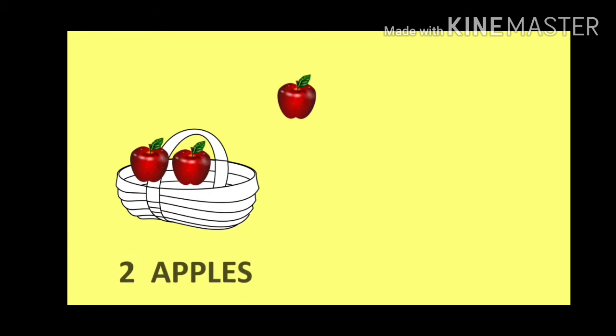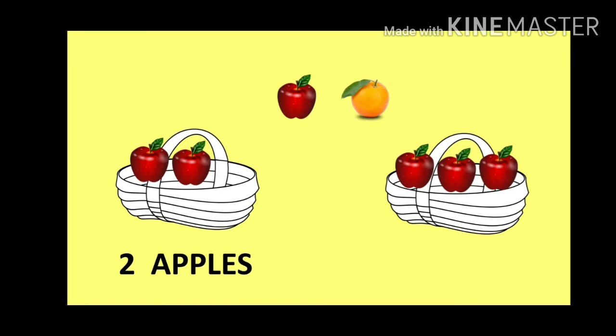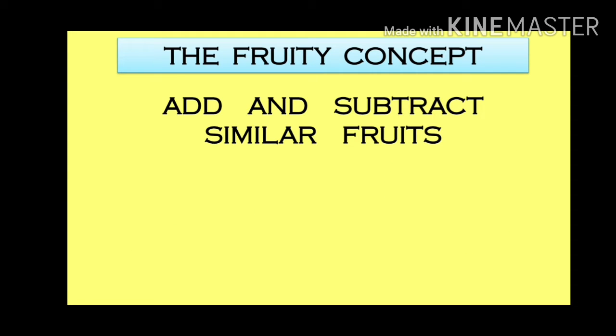In a similar situation, suppose we have three apples in a basket and we take out one apple. So we can say now there are two apples. But can you take out an orange from the basket of three apples? There are three apples in the basket. Can we take out an orange? It's not possible. Similar situations come across, and that's called the fruity concept.